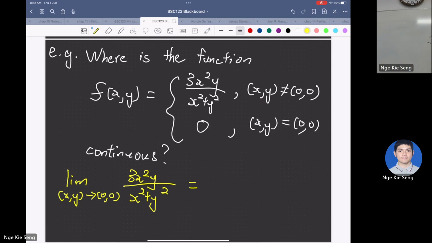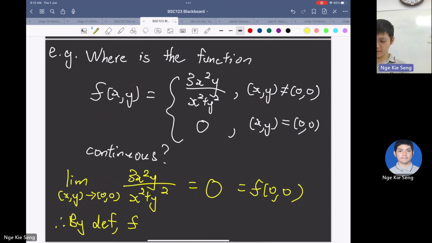What's this limit? 0. Okay. So this limit equals 0, meaning you go from nearby the origin, moving toward the origin, you get 0. And then your function is defined to be 0 at the origin. So they are equal. So by definition, f is continuous at the origin.